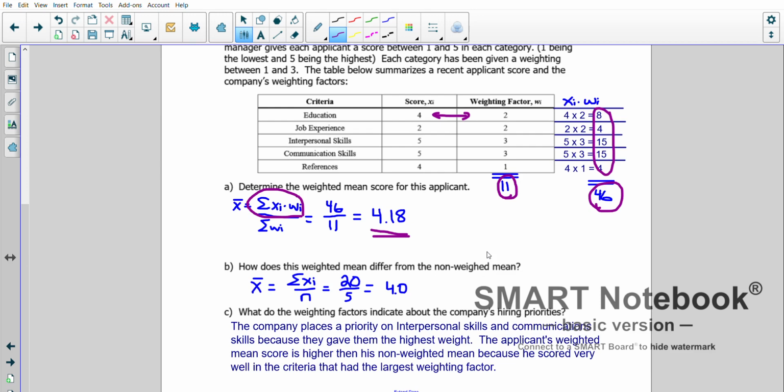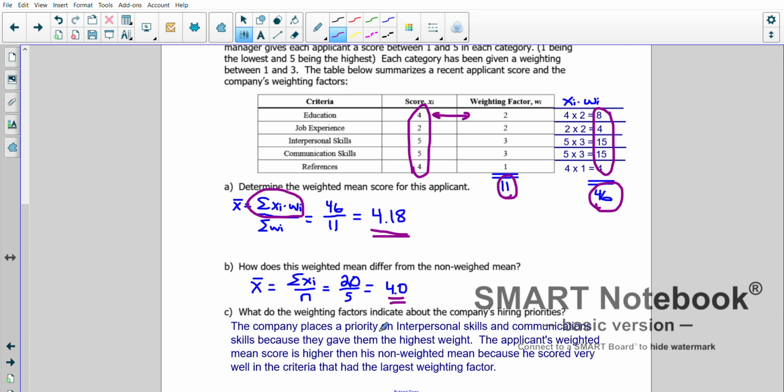So how does this compare to if they just calculated his mean without the weights? In this case, you'd calculate mean just like we did before. You're going to take all the scores, add those up, they equal 20, and there's 5 criteria or 5 scores, so you go 20 divided by 5. So you see that his non-weighted mean is 4, so it's actually a little lower.